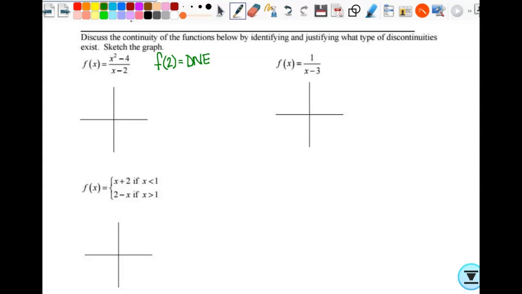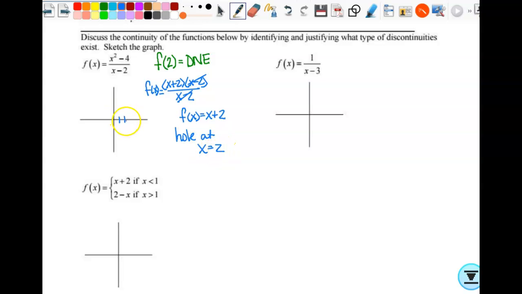But it says for us to graph this, so that means I need to factor this. This is going to be x plus 2 times x minus 2 over x minus 2. So these are going to cancel out, and I get f of x equals x plus 2. What is that going to graph? A line. Yes, it graphs a line. But what happened when I did this? A hole. I have a hole at x equals 2.